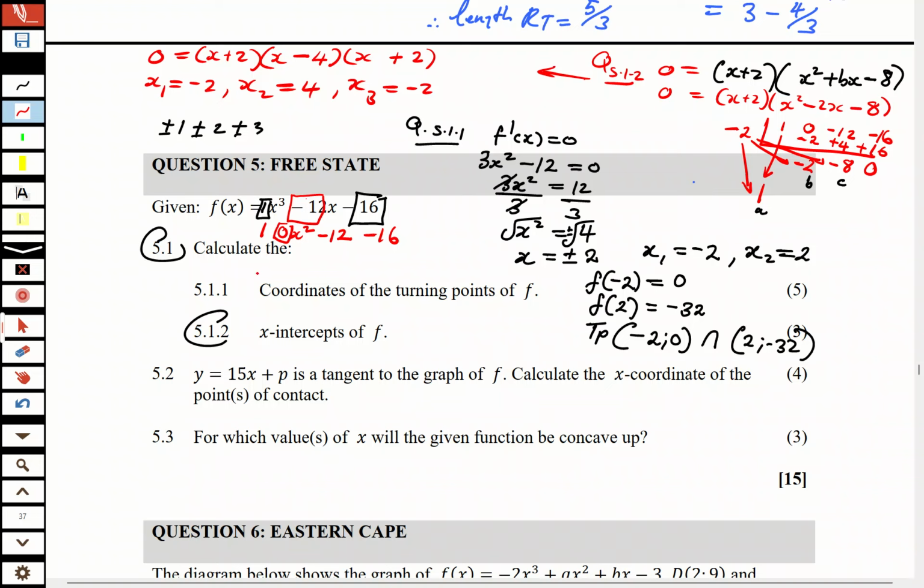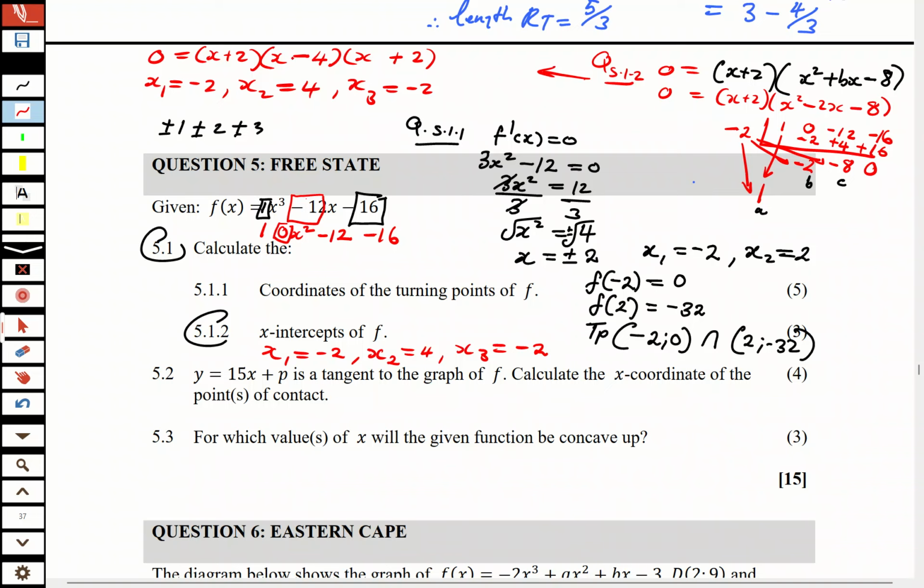But they said calculate the x-intercept, just the x-intercept, not the x-coordinate, right? Just the x-intercept. This is for 3 marks. So you say x1 is negative 2, x2 is 4, and then x3 is negative 2. So is this correct?